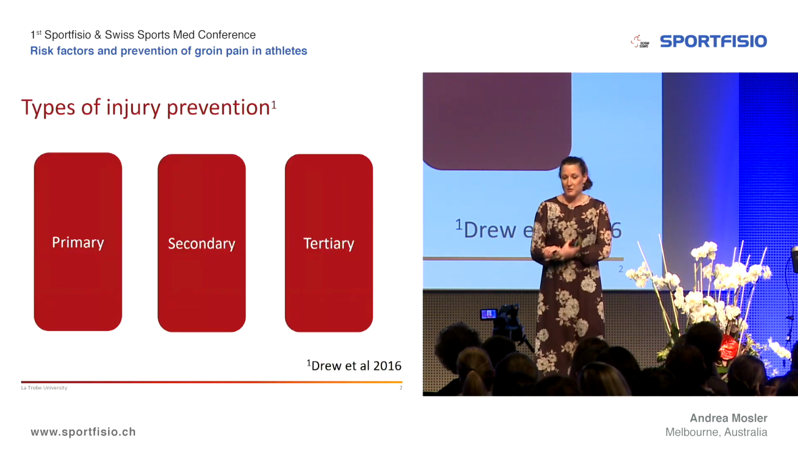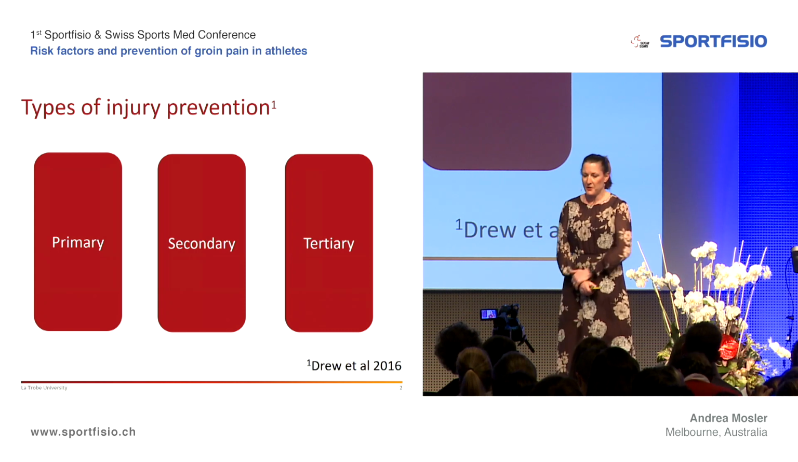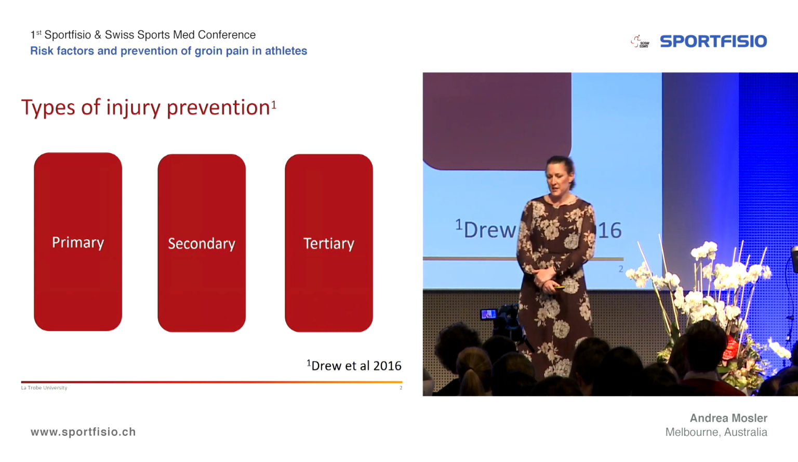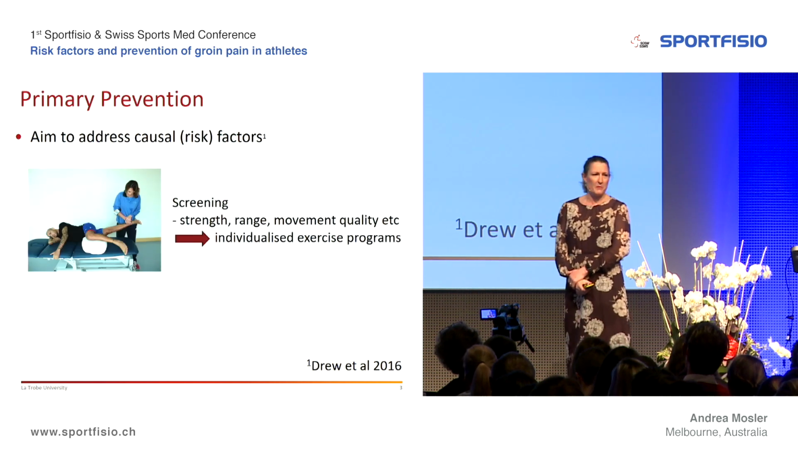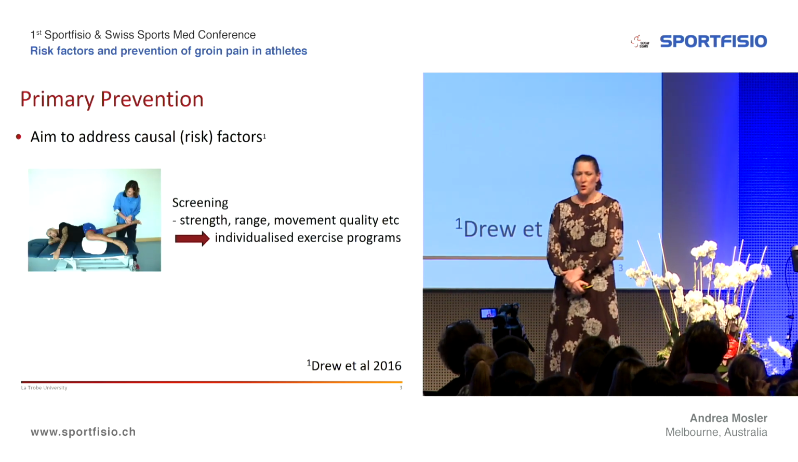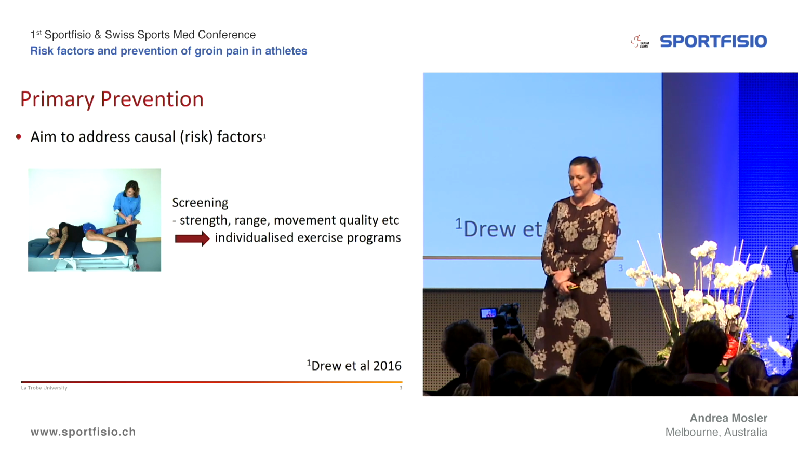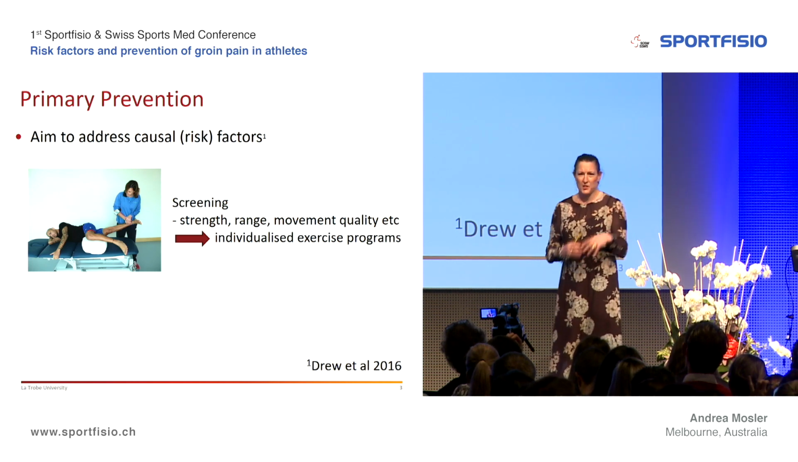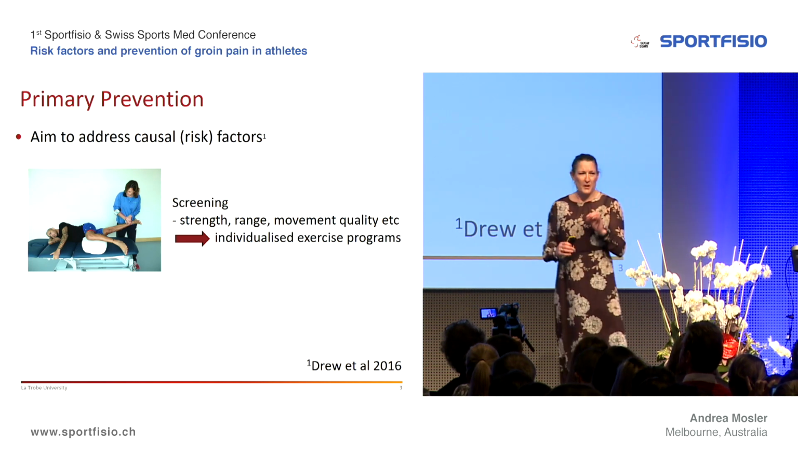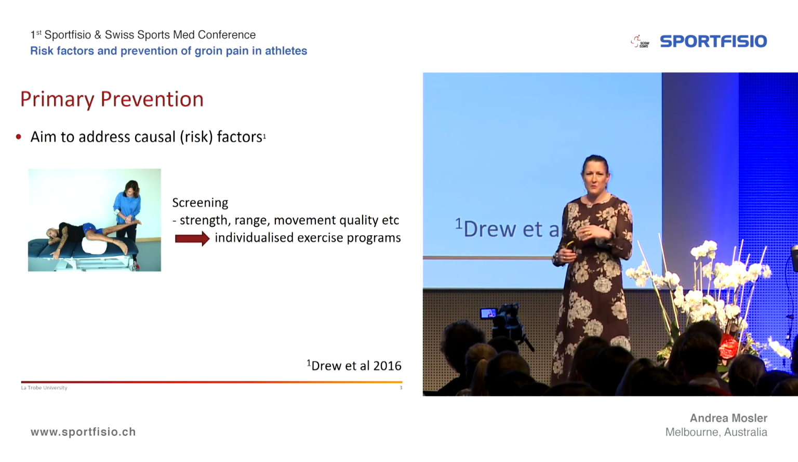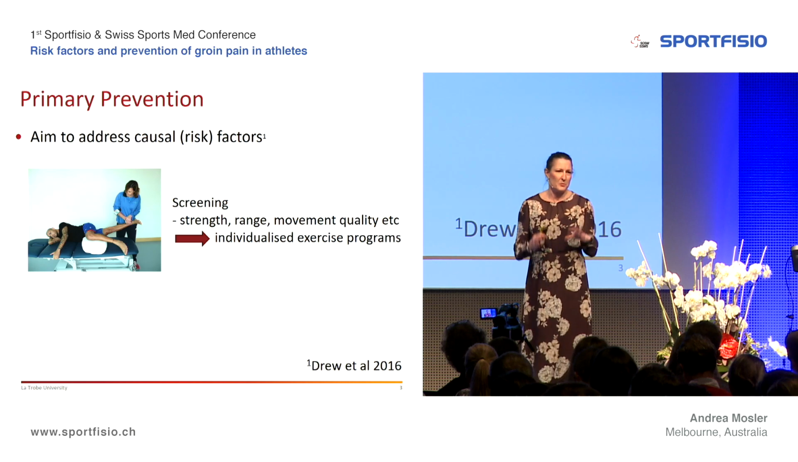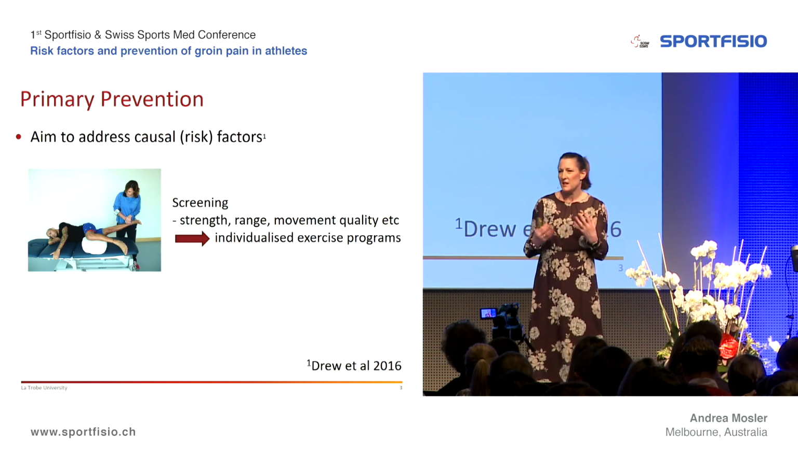So, as Christian mentioned, there's three different types of injury prevention. We have primary, secondary, and tertiary injury prevention. When we're looking at primary prevention, we're looking at addressing causal factors or risk factors. The idea is that we screen at the beginning of the season, we look at factors like strength, range of motion, movement quality, and then we provide individualised exercise programs to the athletes that we consider at risk.